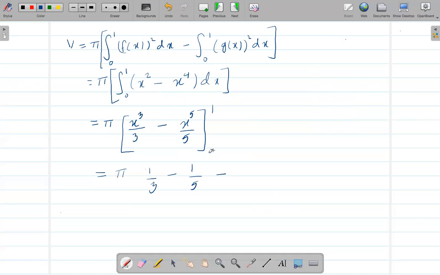minus, right? And after that, plug this 0 in here. 0 will make all of this 0, so that won't make a difference. So now when you combine this, it will be 2 pi over 15. So the volume is 2 pi over 15.